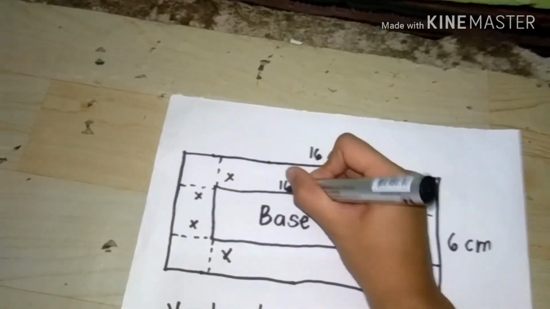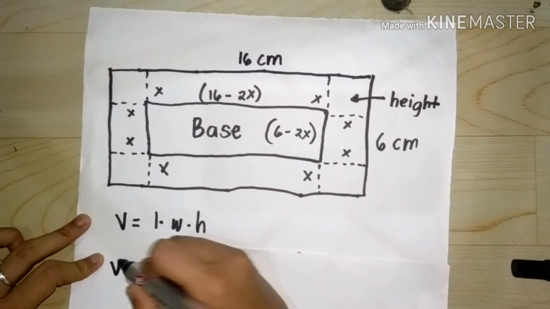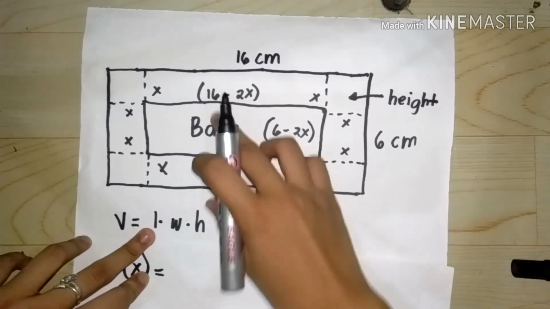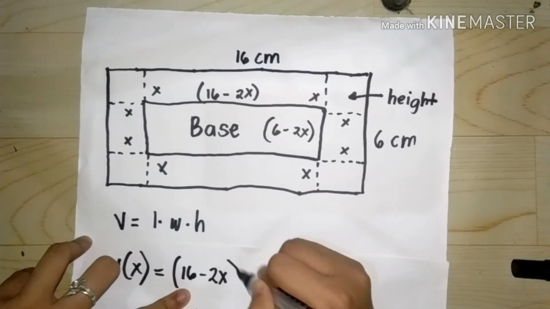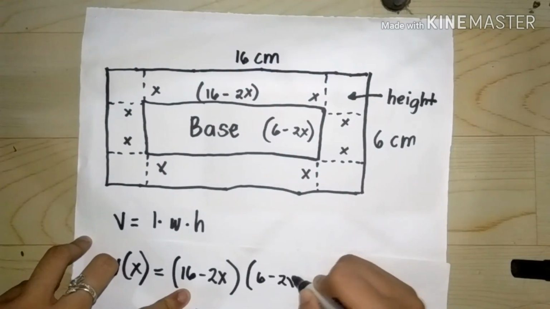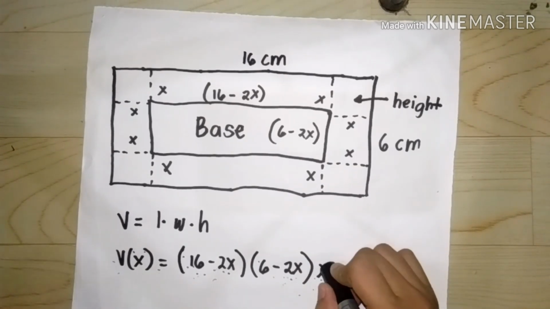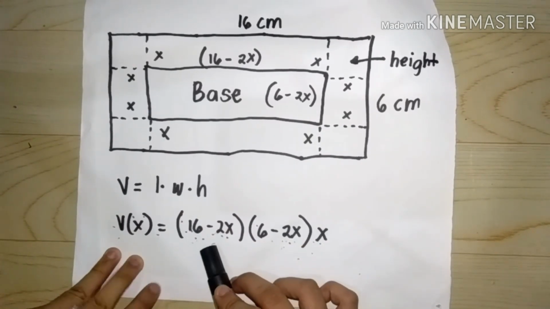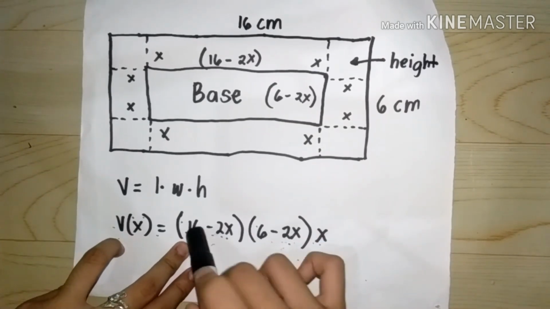So first, we simplify our length, width, and height. Our length is 16 minus 2x, and our width is 6 minus 2x. Since our height is still missing, we put x. So after simplifying, these are the values of length and width.